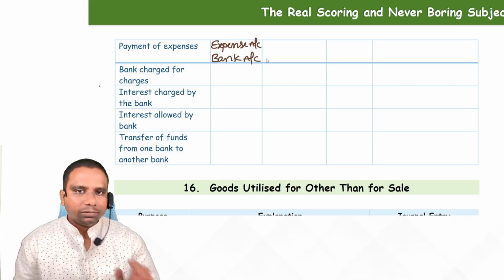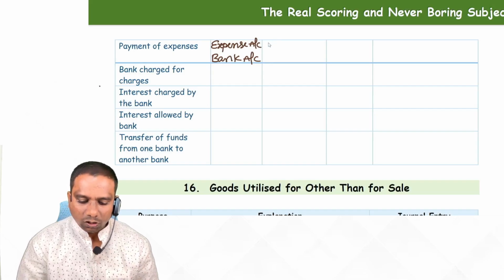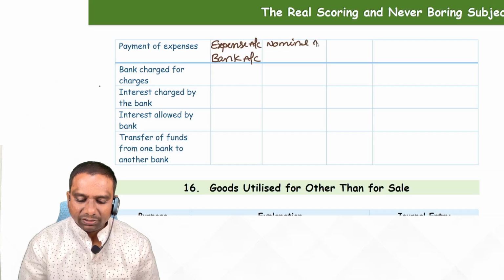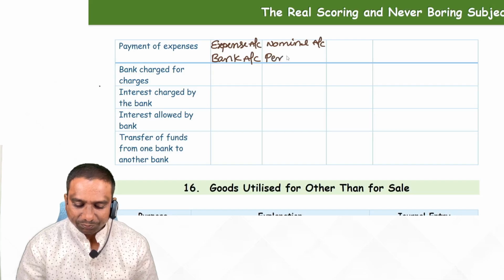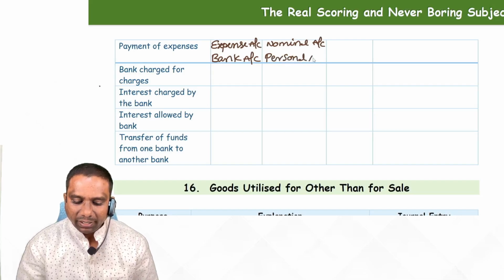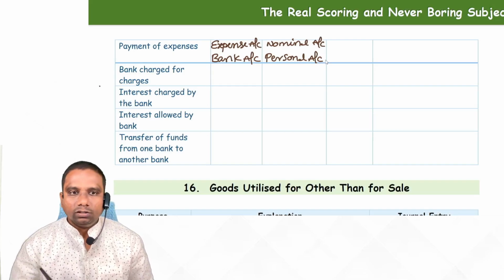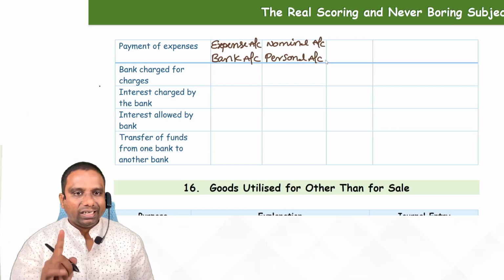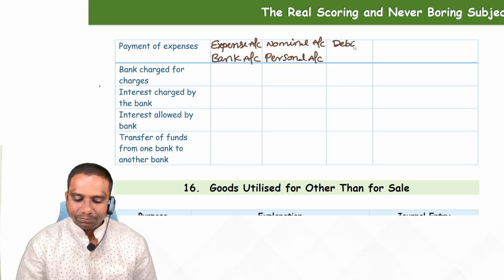Directly, who is the giver? Bank is the giver. Now tell me, classify the accounts. Expense is a nominal account. Bank is a personal account. Now recall the rules. Nominal account: debit all expenses and losses, credit all incomes and gains. So debit here, credit here.